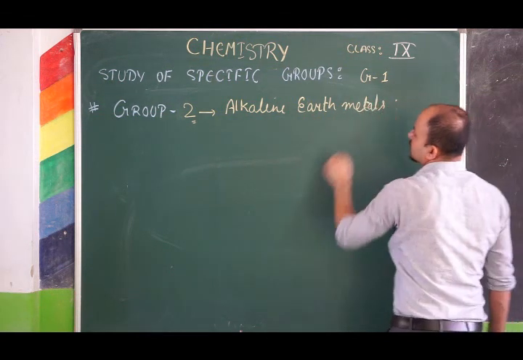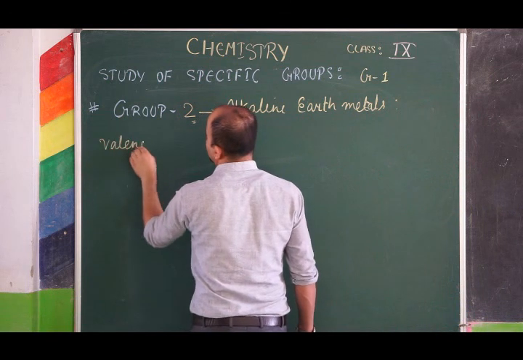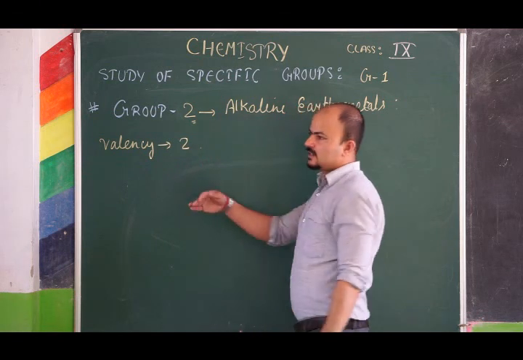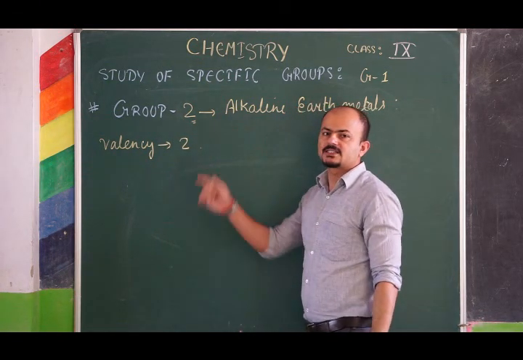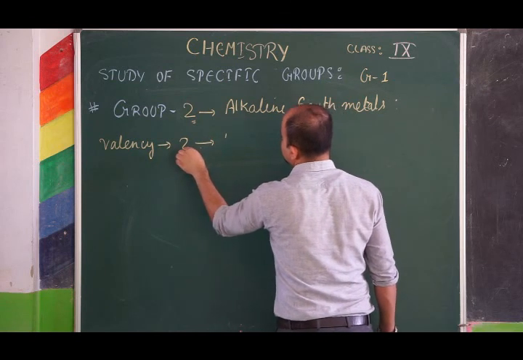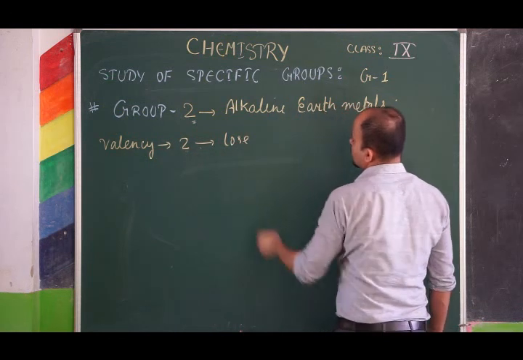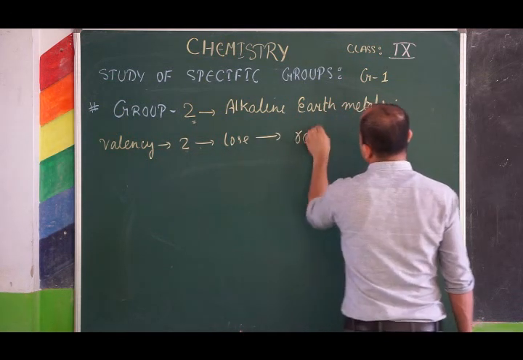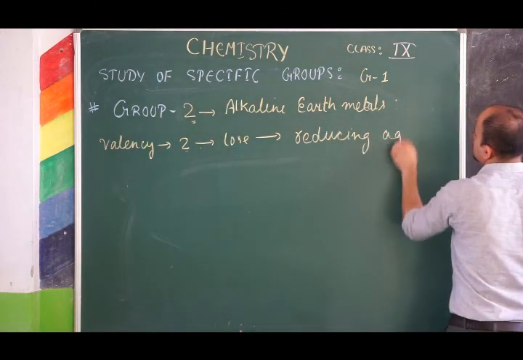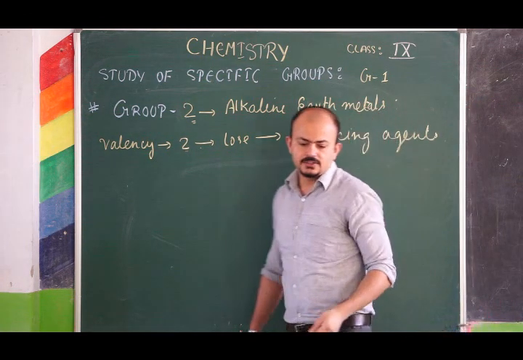Okay? Group 2 means its valency will be 2. Since it has 2 electrons in the outermost shell, to attain noble gas configuration and become stable, it loses these 2 electrons. It tends to lose its electron. So once it loses, it also acts as what? Reducing agent.